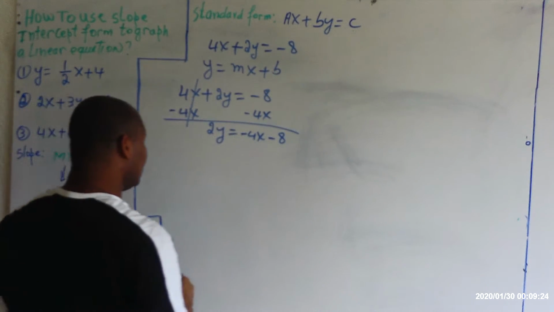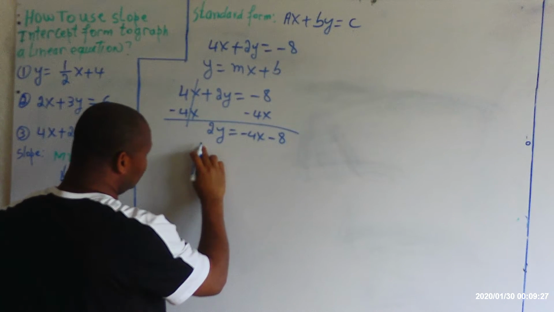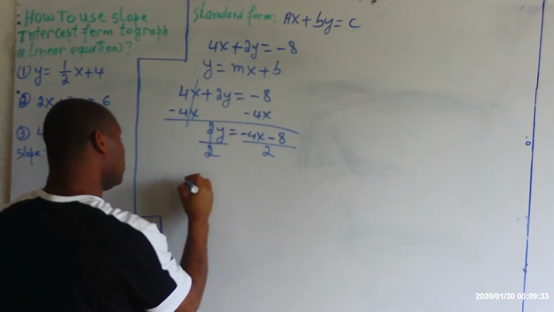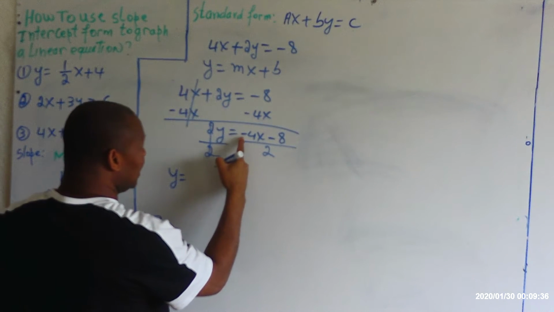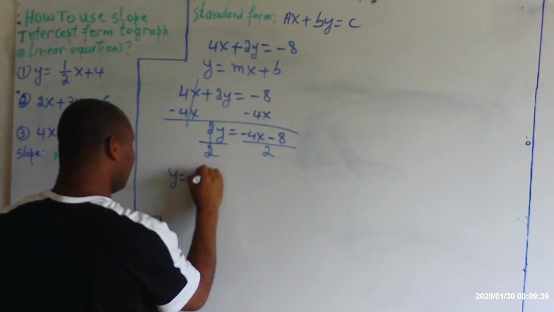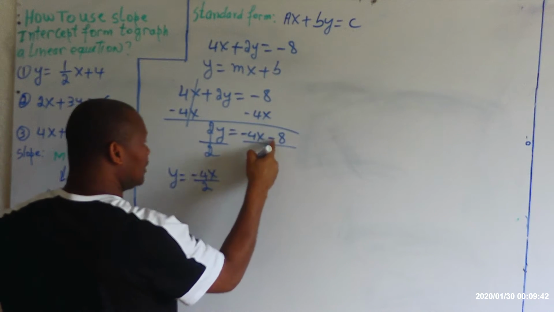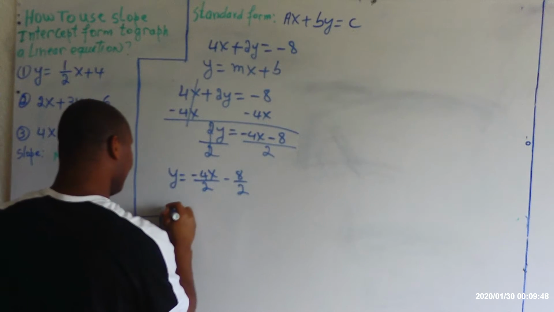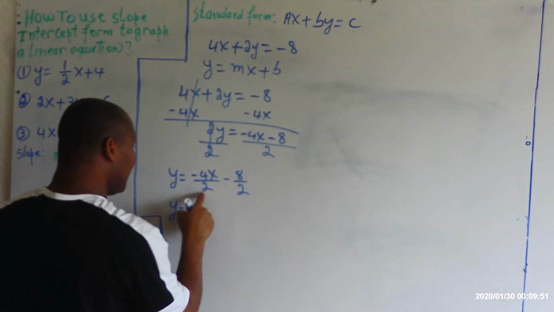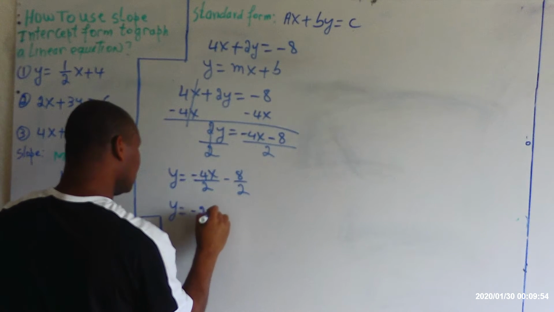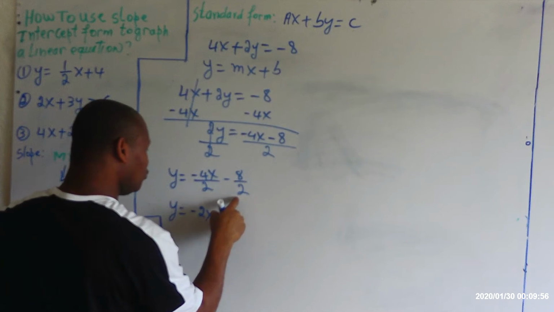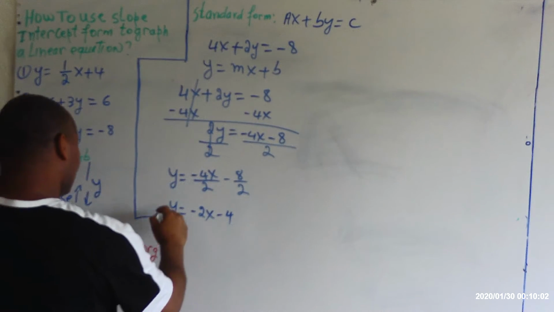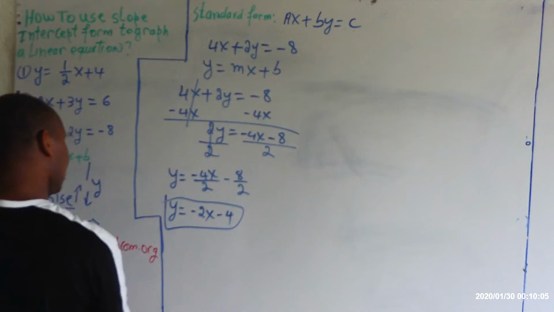Now I need to divide both sides by 2 because I need y. So this cancels, y equals negative 4x over 2, negative 8 over 2. So I will need to simplify. Negative 4 divided by 2 is negative 2x. Negative 8 divided by 2 is negative 4. Okay? So now, this is my slope-intercept form.